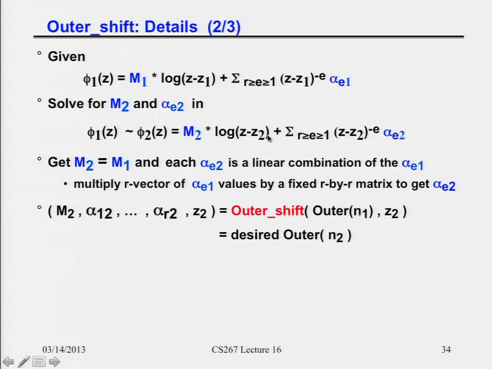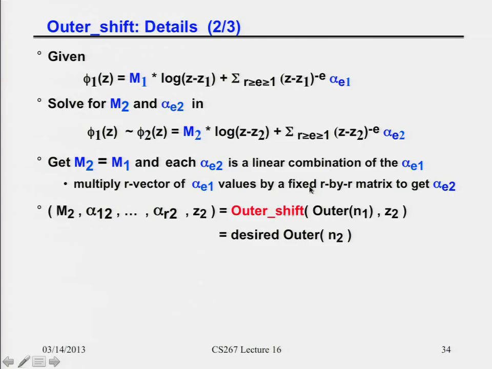So it's like if these were just simple polynomials, I'd know what to do, just equate coefficients, right? It's almost as easy. So what I want to do is pick m2 and alpha e2s so that this thing is as close as possible to this expansion. So the logarithm terms have to match. The total mass is the total mass. That doesn't change. So m2 is just m1. And each of these alpha 2s is some linear combination of these guys. So just multiply out the polynomials and equate coefficients. And so it's basically a matrix vector multiply.